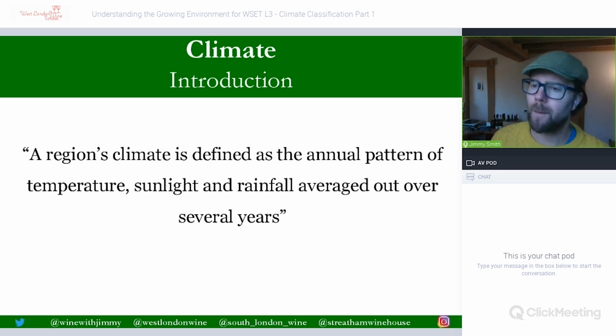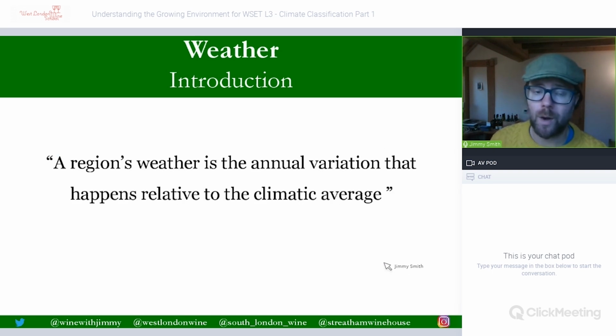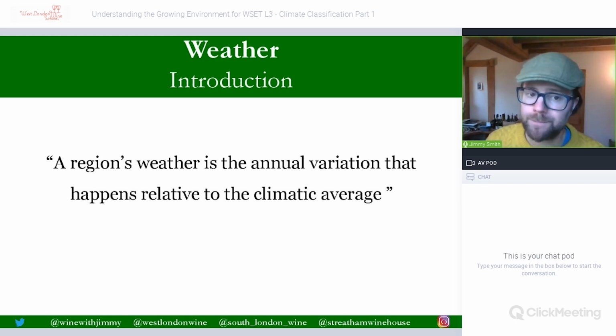A region, this is more of a macro climate definition on this one. So we've actually mentioned a little bit about weather as well. So let's have a description of what weather is. So a region's weather is the annual variation that happens relative to the climatic average. So that is, in fact, the weather patterns per year are what shape the climate, but they can be different, and that's very important to understand.